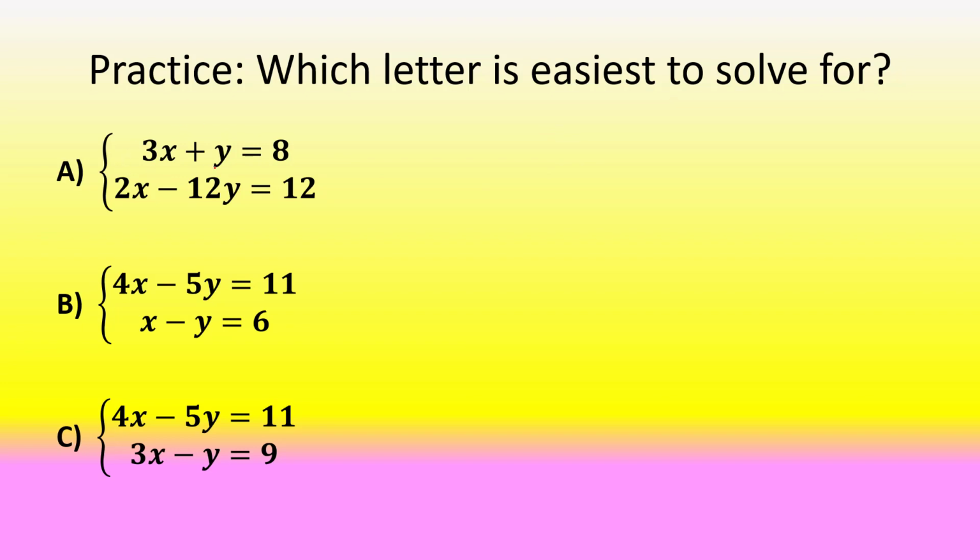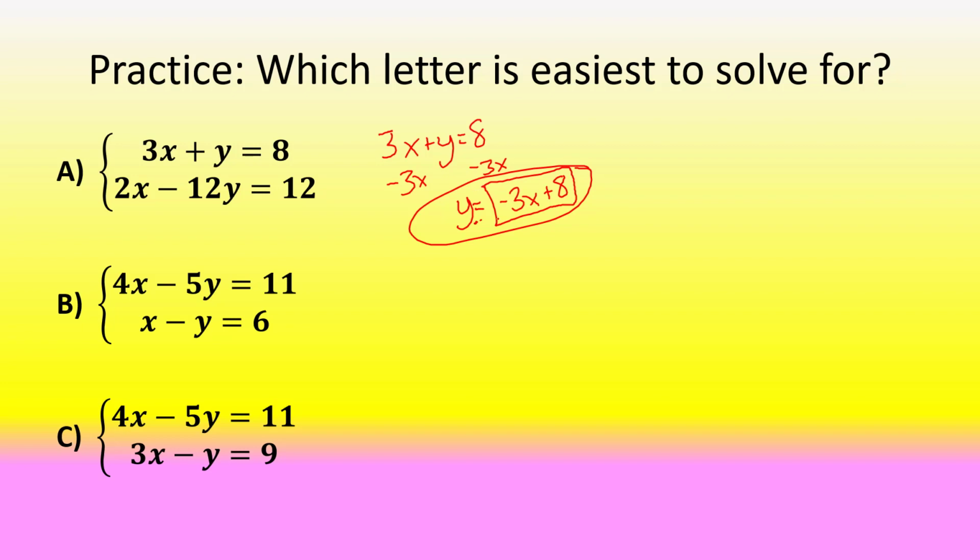Well, x has a coefficient of 3, y doesn't. It's going to be far easier for me to say 3x plus y equals 8, subtract 3x from both sides, and y is equal to negative 3x plus 8. Notice I have a variable isolated and all by itself. We can take that value of y, and now we can plug that in for y.